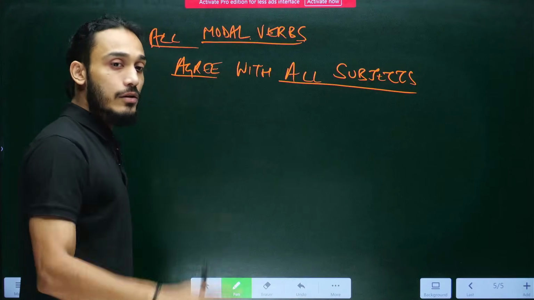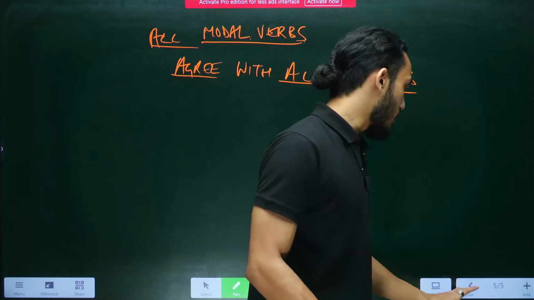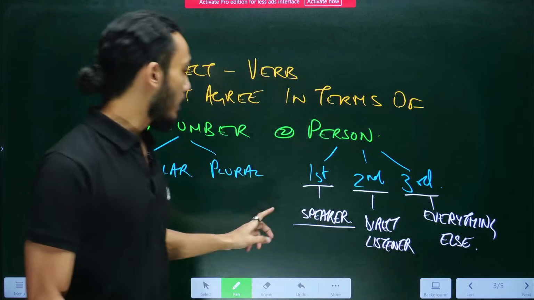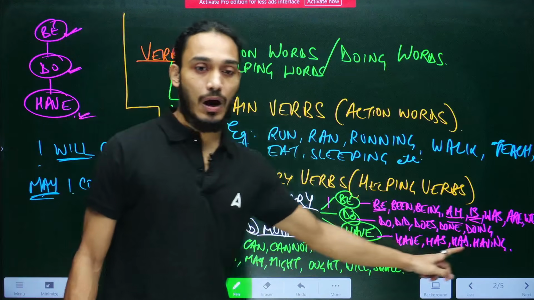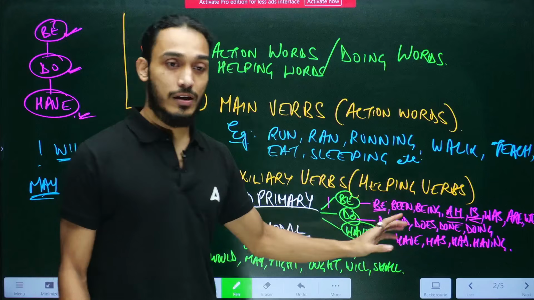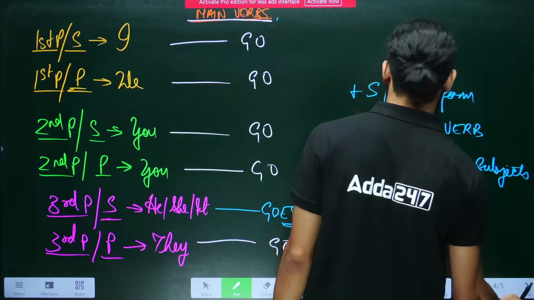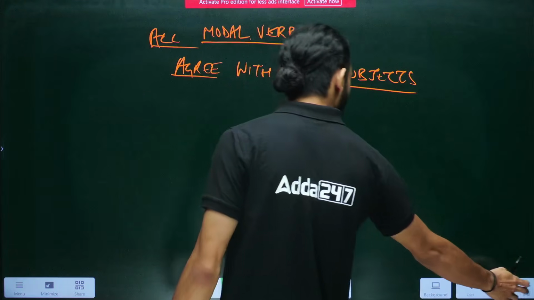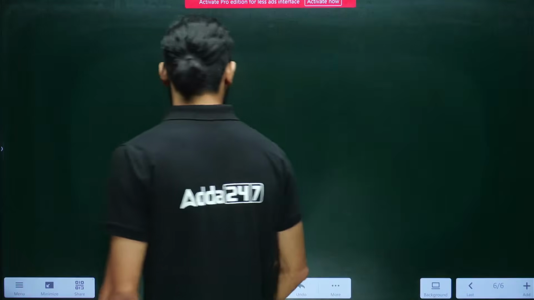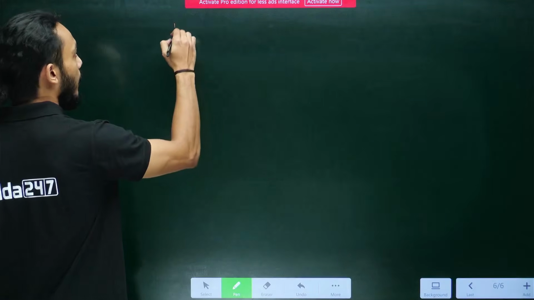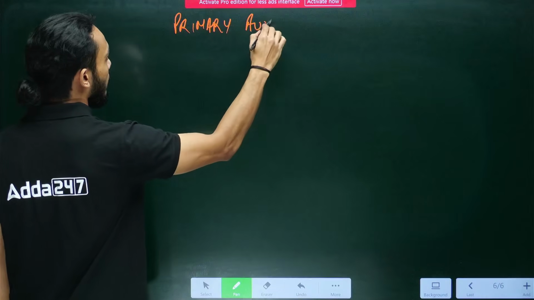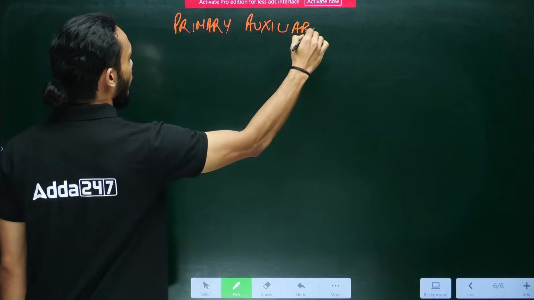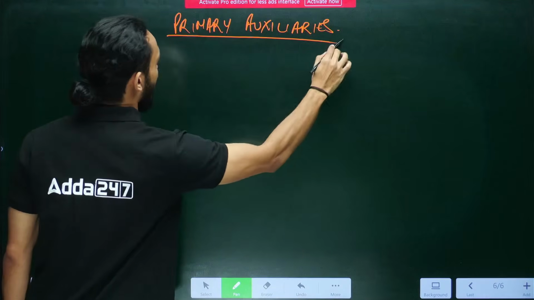But there is one category of verbs left that we have to discuss when it comes to subject agreement rules, and that is these primary auxiliaries. We have not discussed how they agree with subjects. All right, so let's take a look at that and then we can go to the questions. So for primary auxiliaries, now we'll check subject verb agreement rules for primary auxiliary verbs. All right.